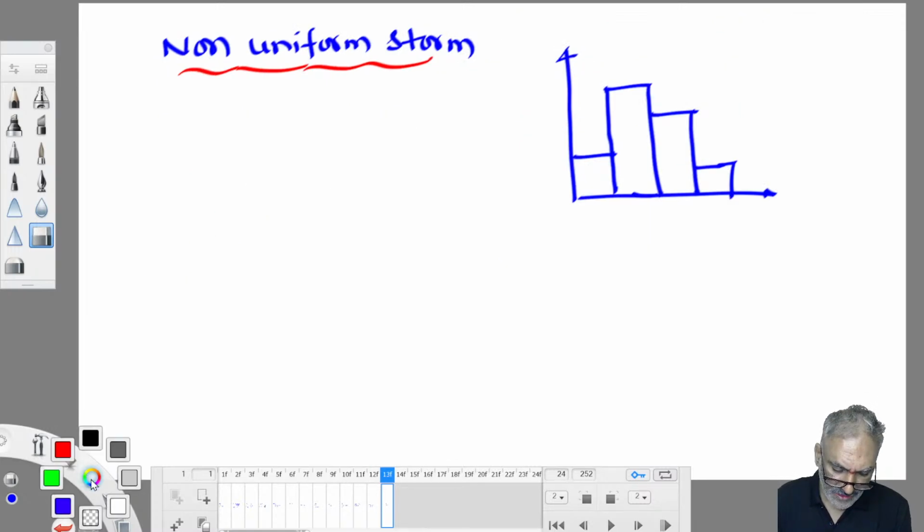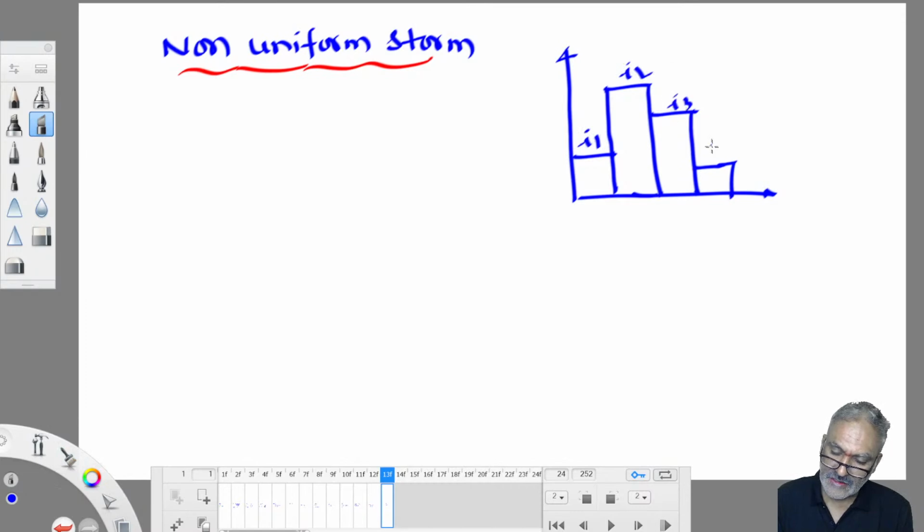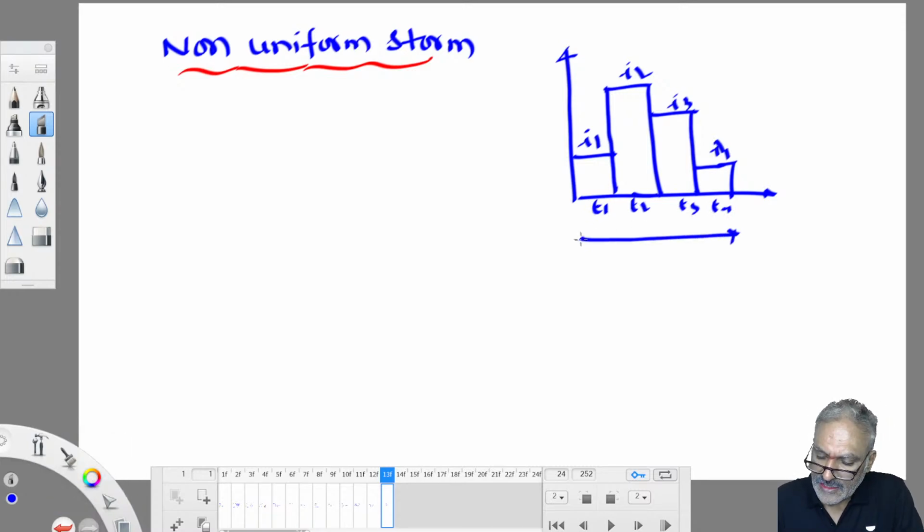So there are many I values. This is I1, this is I2, I3, I4, and this is T1, T2, T3, T4, something like that. So these are different time periods. This is the total storm duration. During the entire storm duration, T is equal to T1 plus T2 plus T3 plus T4.